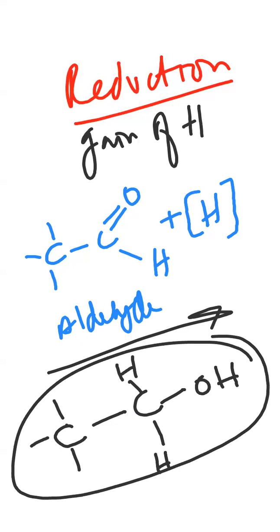This is ethanol, alcohol. So that's how you have to learn. The oxidation of alcohol will give you aldehyde. The reduction of aldehyde will give you alcohol. The oxidation of alcohol will give you aldehyde. The reduction of aldehyde will give you alcohol. This is your past paper reaction, and you have to learn it as it is.